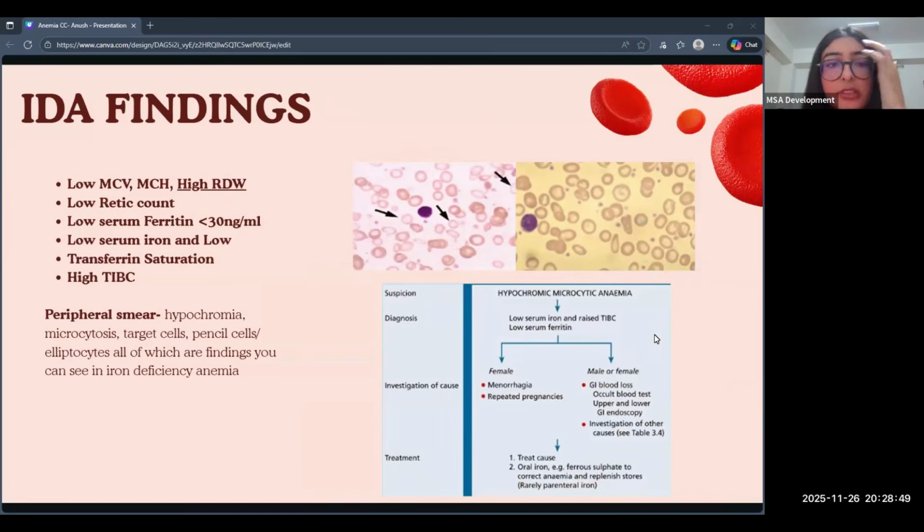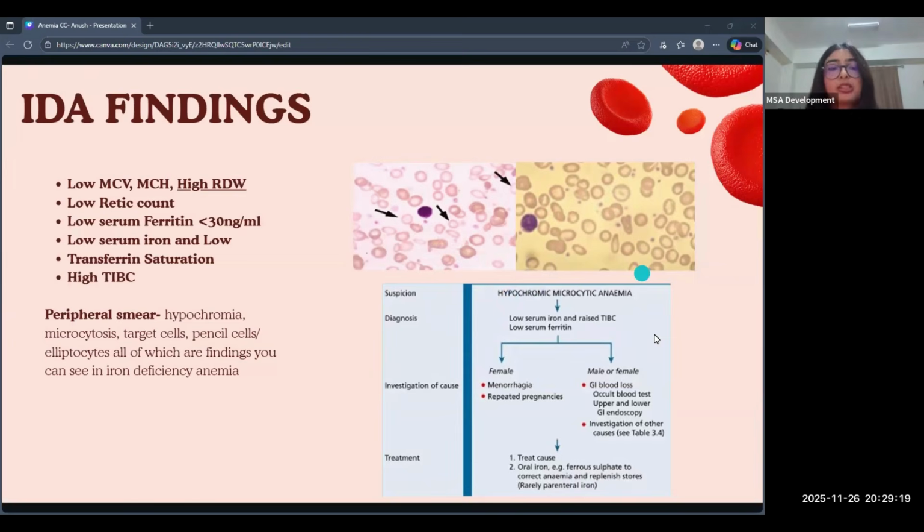Okay, what I want you to remember from this slide is the peripheral smears, okay? So we'll have hypochromasia, which is like this pale center you can see, and they look lighter. And then we'll have target cells. You can see like it's like a bullseye right here. Then we can also see elliptocytes and pencil cells, okay? This is very important to remember because it can come as an OSPE question asking what are the key findings in a peripheral blood smear of iron deficiency anemia.